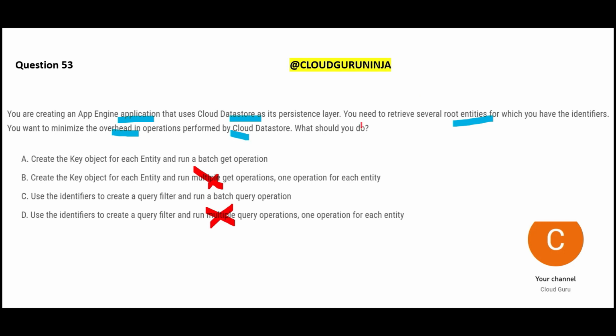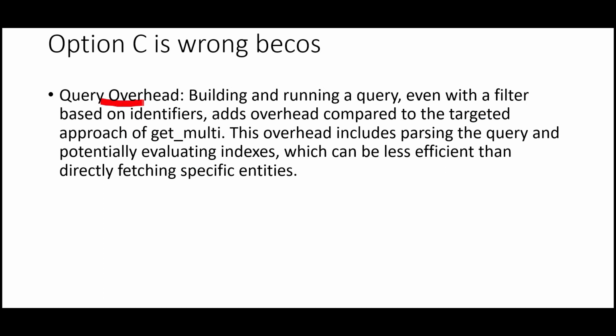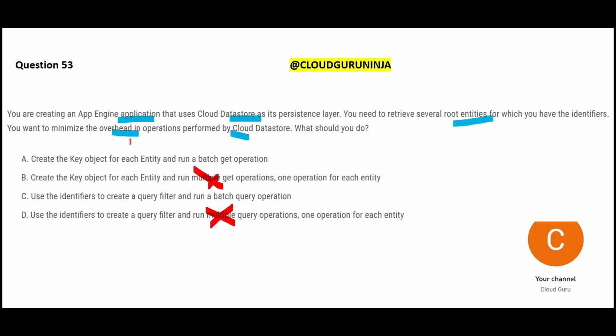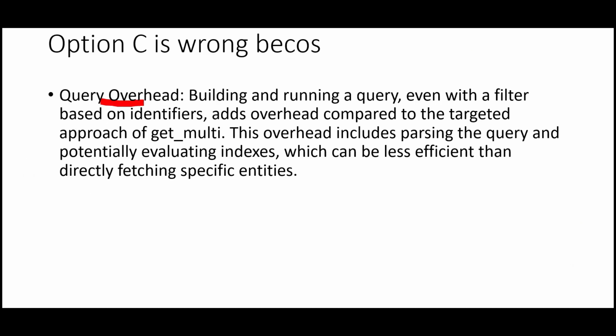Can we use option C because it is making use of identifiers to create query filters? We cannot, because this will create a query overhead. In this question it clearly says, boss, I don't want overhead in operations. It is always telling you this. Then how can you choose this option? This option will build and run a query even with the filter based on identifiers.